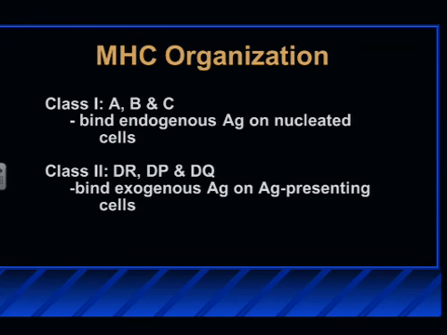Those come from within. On the other hand, an exogenous antigen is an antigen that comes from an outside source. For example, a bacterium or a microorganism that enters somewhere and gets into your bloodstream. And those are class 2. Once again, we'll talk about this when we talk about antigen processing and presentation.